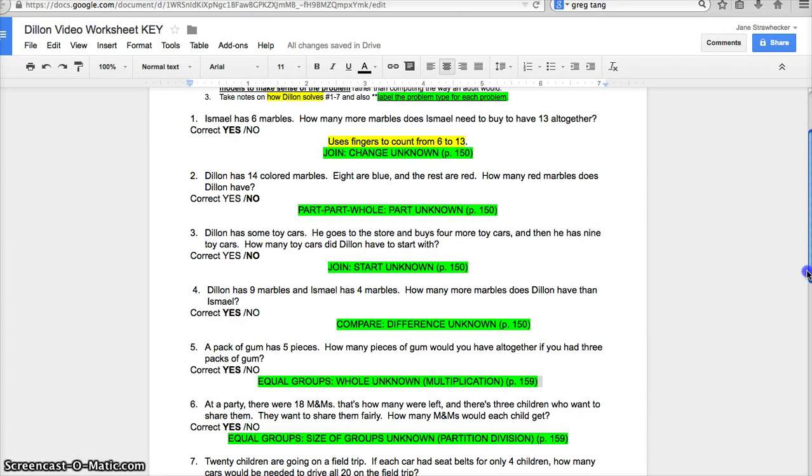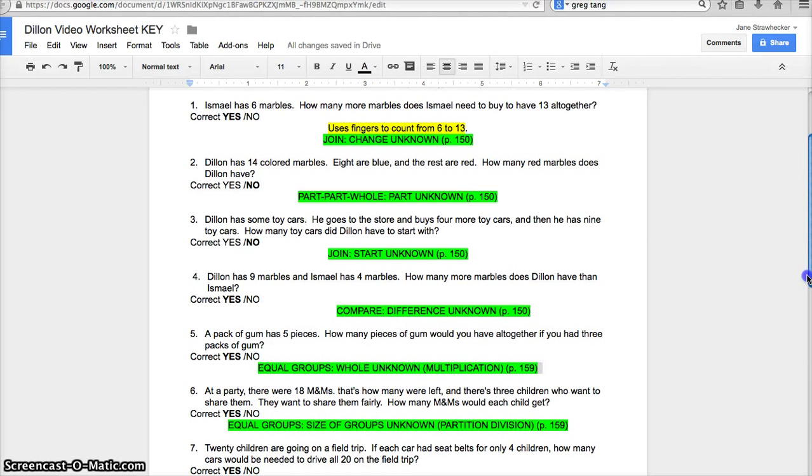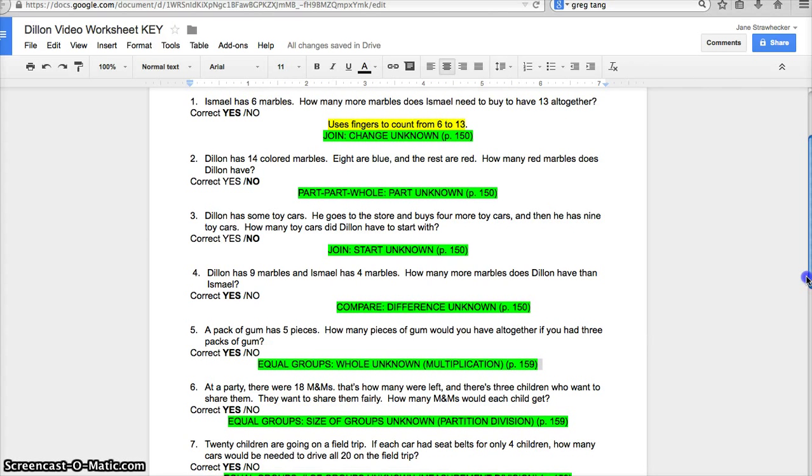However, we can build operation sense much earlier than second grade. As a matter of fact, when we were working with our face-to-face math buddies with first graders, they could make sense of many of these problems because of the story or the situation that they could connect with. And you'll notice too Dillon's name that's used over and over. And Ismail, I believe, is a friend of Dillon's.